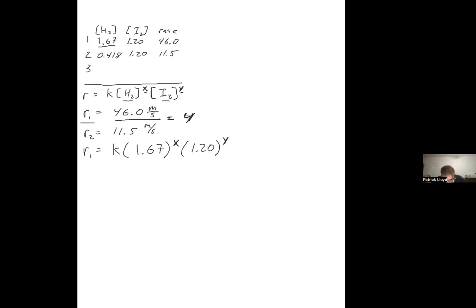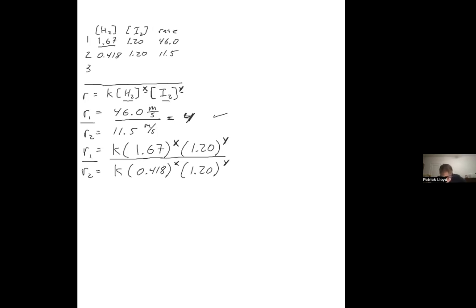And I'm going to do the same thing for R2. For R2, it's 0.418 to the X times 1.20 to the Y. Hopefully that makes sense. Just as I did up here, R1 over R2, I'm going to do the same thing here. R1 over R2.